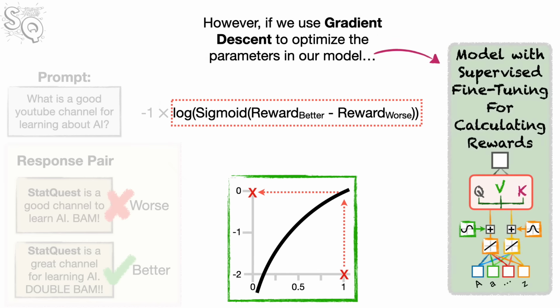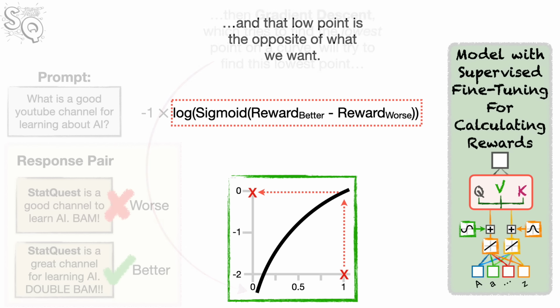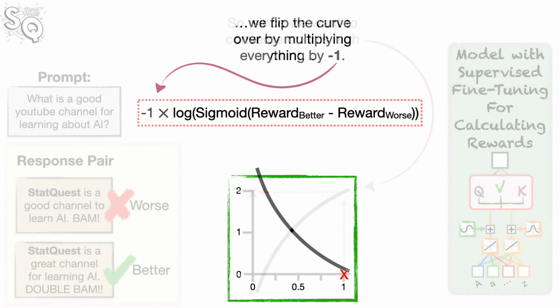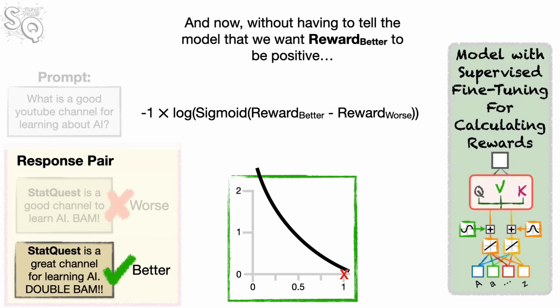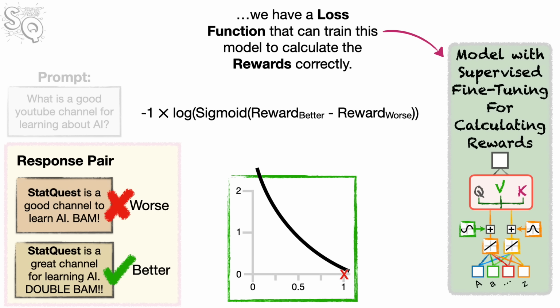However, if we use gradient descent to optimize the parameters in our model, then gradient descent, which tries to find the lowest point on a curve, will try to find this lowest point. And that low point is the opposite of what we want. So, since we want to converge on this high point, we flip the curve over by multiplying everything by -1. And now, without having to tell the model that we want reward better to be positive, and we want reward worse to be negative, we have a loss function that can train this model to calculate the rewards correctly.